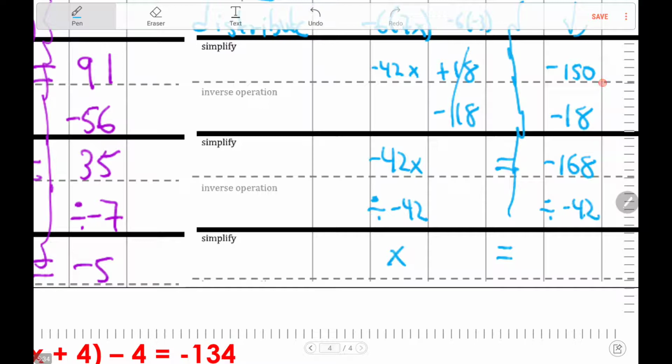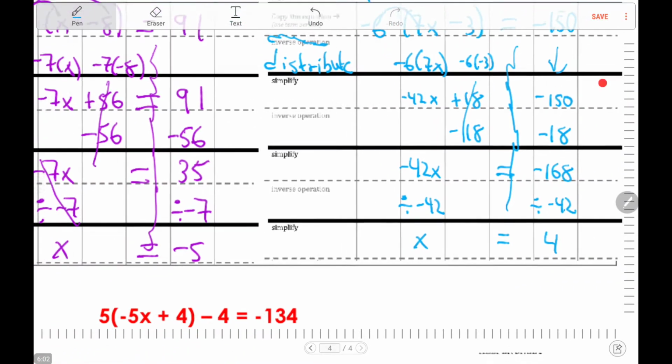Okay, now this one you are free to use a calculator for. Negative 168 divided by 42. That is going to be positive 4. Okay, you can check me on that one. 42 times 2 is 84. 84 times 2 is 168. Okay, so x equals 4.